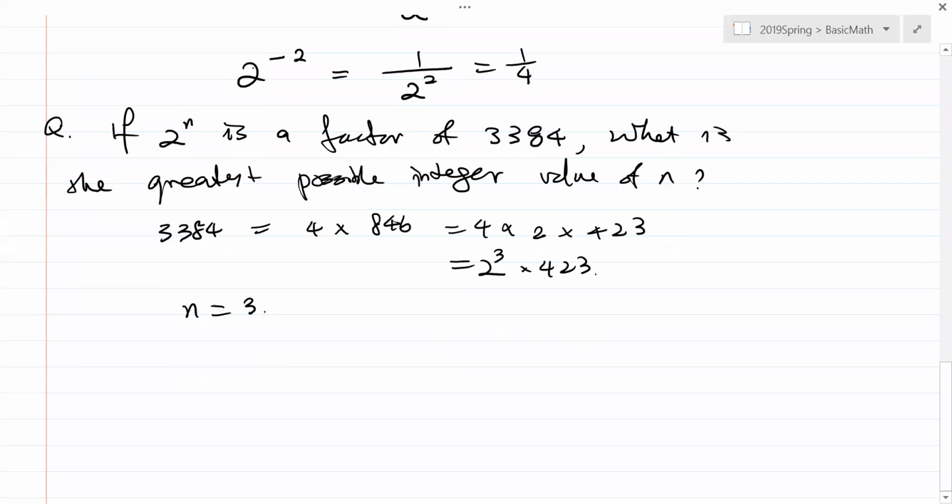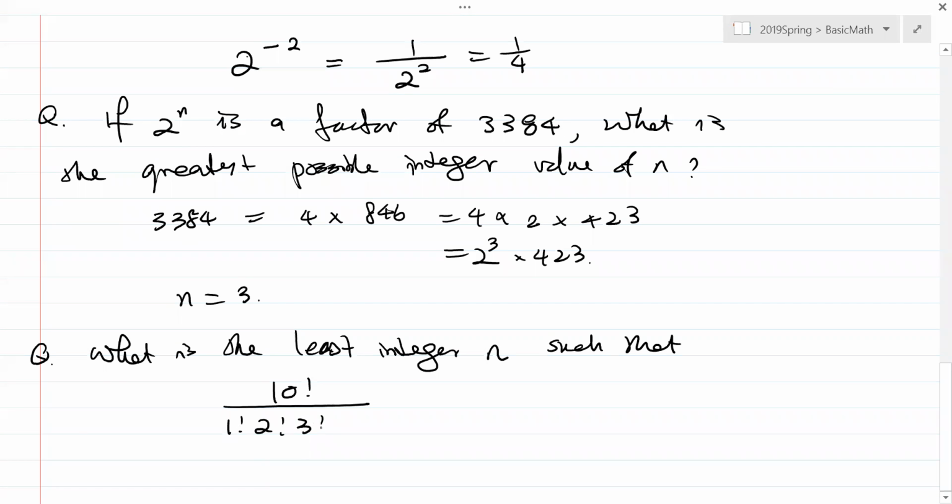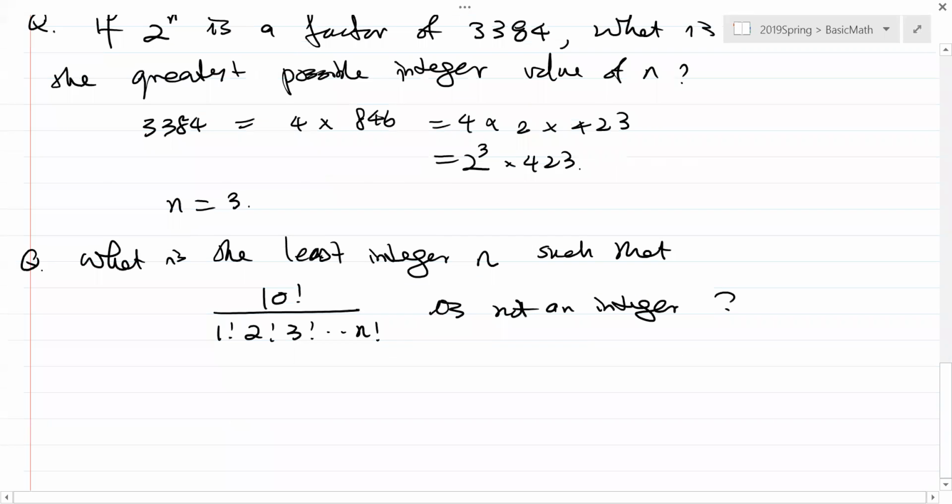All right, so do I have another one about factors? Let me check. No. Yeah, so here's another factorial problem. All right, what is the least integer n such that 10 factorial divided by 1 factorial, 2 factorial, 3 factorial, all the way to n factorial is not an integer? It's just a fraction. Okay, so to do this problem, what is the list of n?